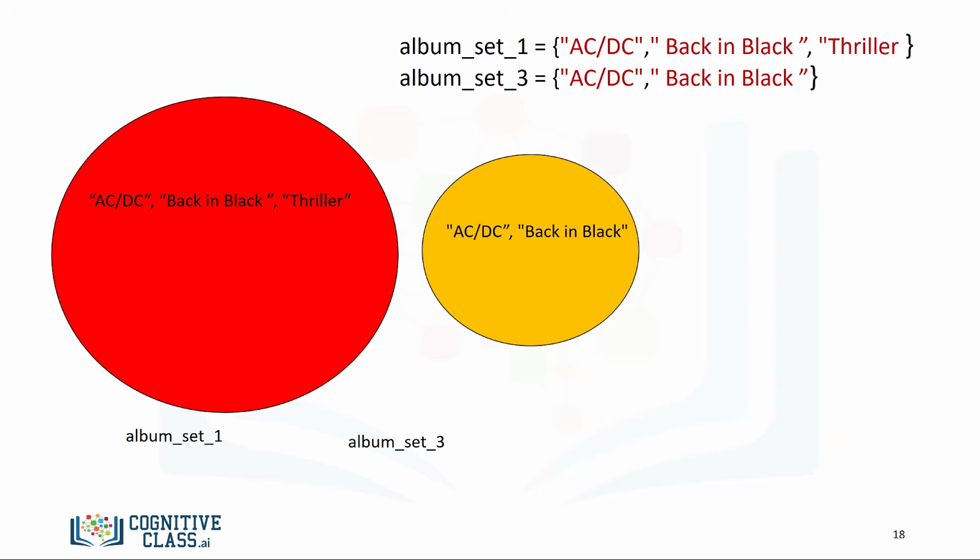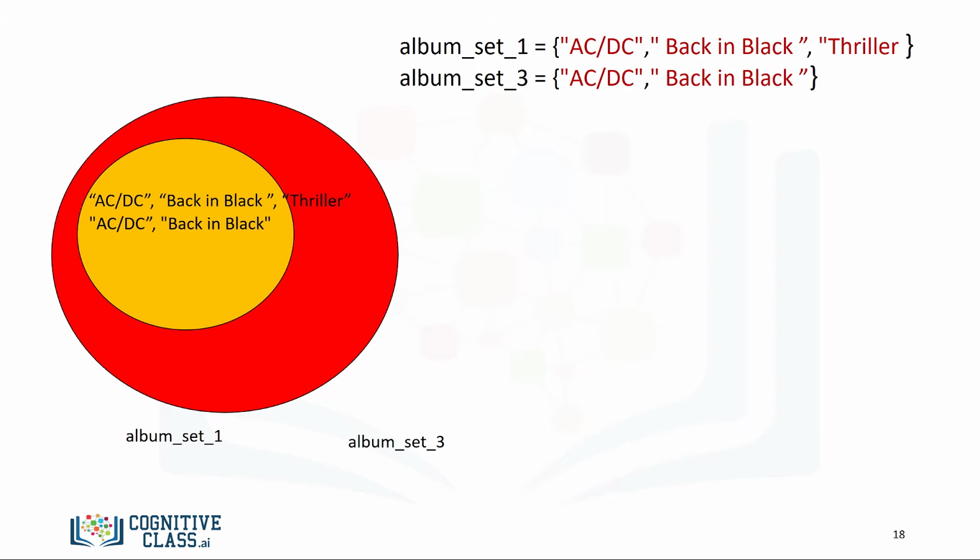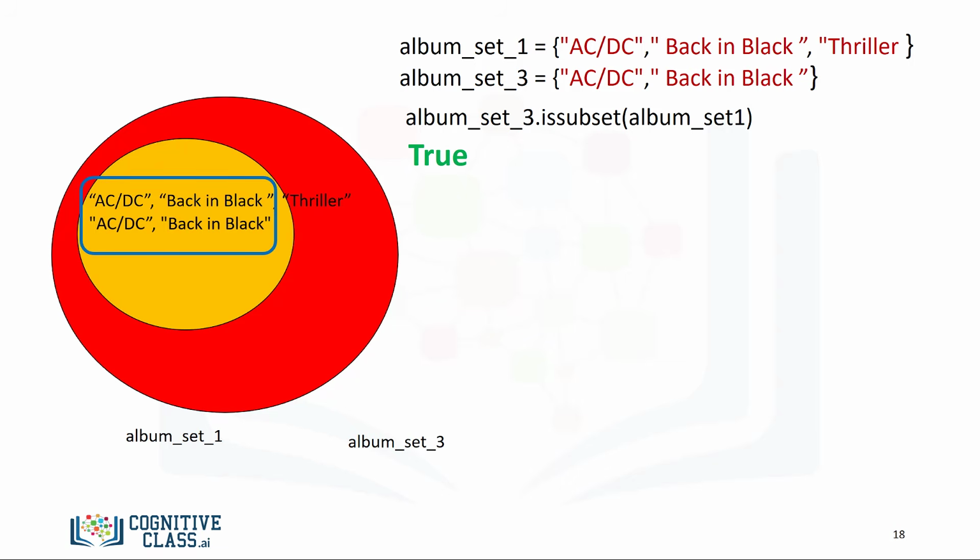Consider the new album set 3. The set contains the elements AC/DC and Back in Black. We can represent this with a Venn diagram, as all the elements in album set 3 are in album set 1. The circle representing album set 1 encapsulates the circle representing album set 3. We can check if a set is a subset using the issubset method. As album set 3 is a subset of the album set 1, the result is true.